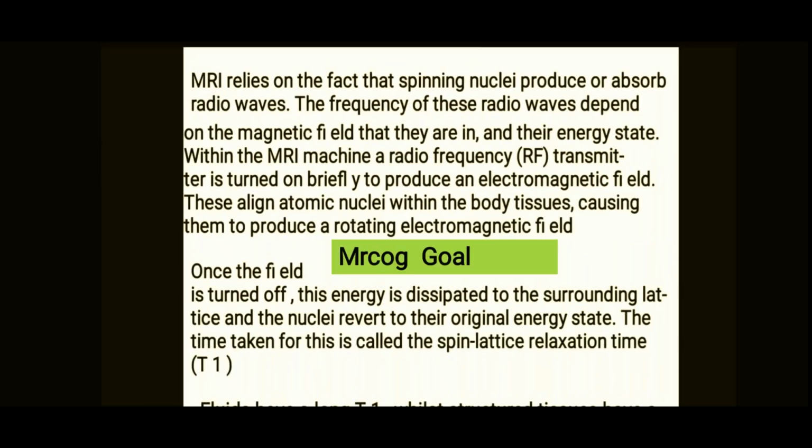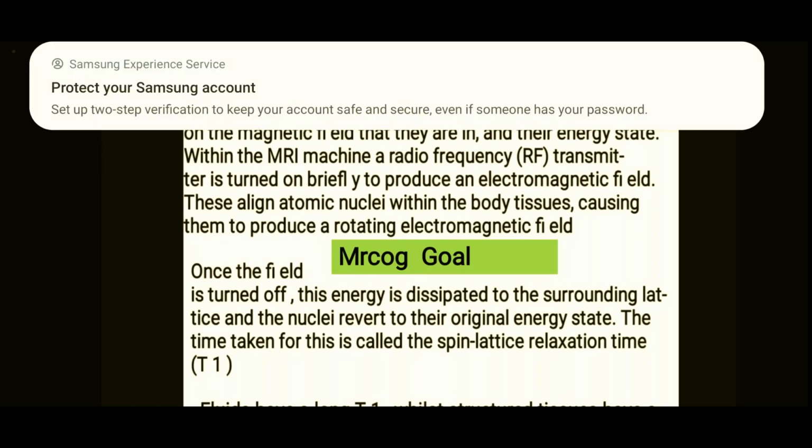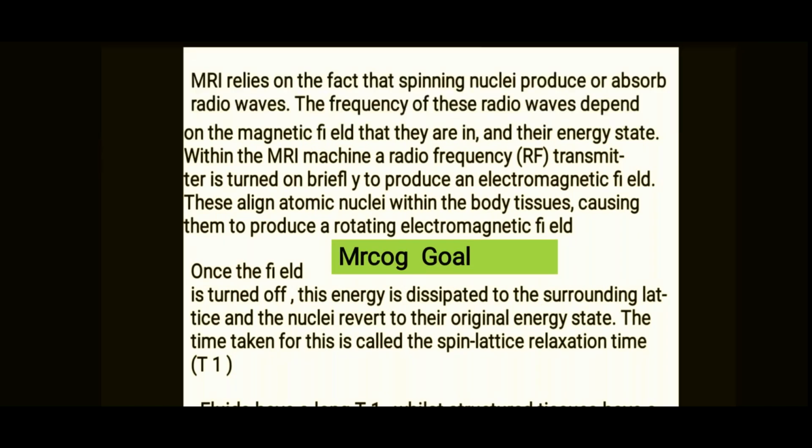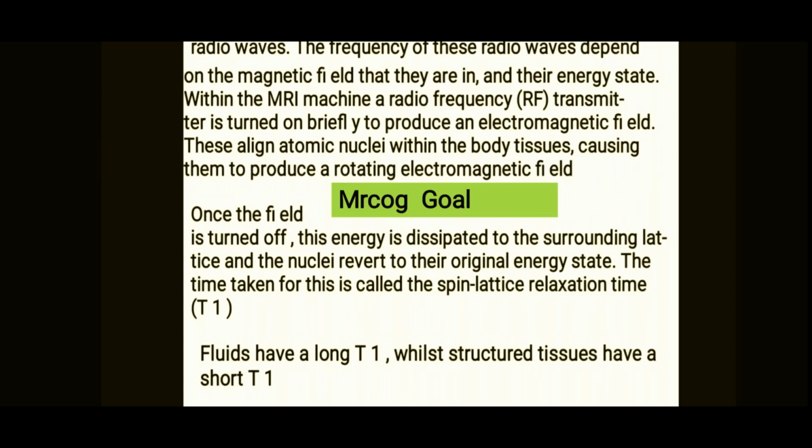right? Now, coming to MRI, it relies on the fact that the spinning nuclei produce or absorb radio waves. The frequency of these radio waves depends on the magnetic field and their energy state. Within the MRI, a radio frequency transmitter is turned on briefly to produce an electromagnetic field, right? So this aligns the atomic nuclei within the body tissue, causing them to produce a rotating electromagnetic field, right? Now, once the field is turned off, this energy is dissipated to the surrounding lattice, and the nuclei revert to their original energy state, right?